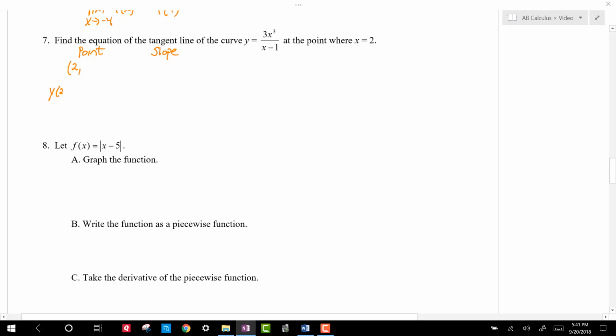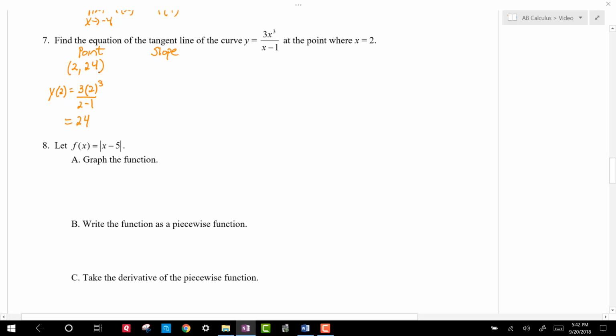Y of 2 is going to equal 3 times 2 cubed over 2 minus 1. The denominator is just going to be 1, so all I have to do is worry about the numerator. 2 cubed is 8, 8 times 3 is 24. So at the point (2, 24), I need a slope.